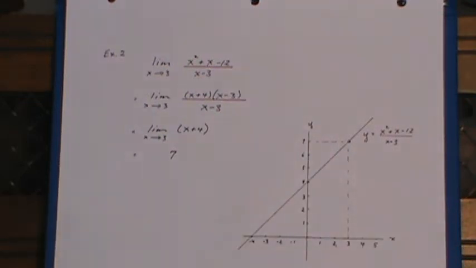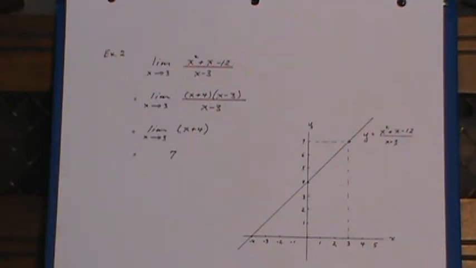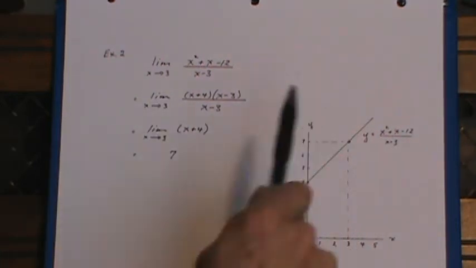And once again, I've got an illustration here. This is the graph of this function. If you haven't encountered this before, you're probably surprised to see that a function with an x squared in it actually is a straight line. But it is. It's just this line, y equals x plus 4, but there's a hole in it at 3, 7.